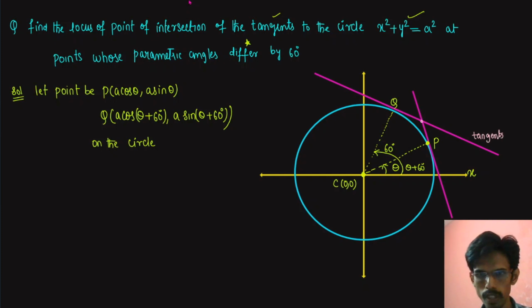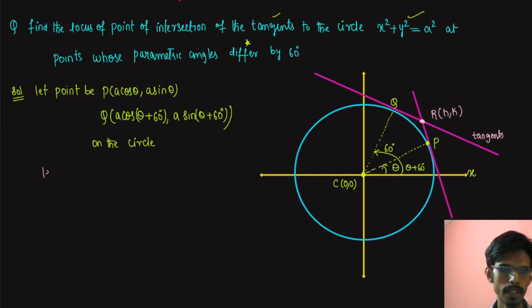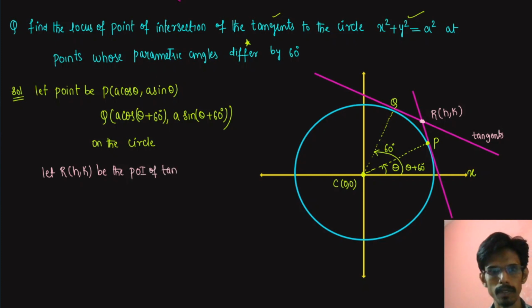Now these two tangents meet at this point, which is called the point of intersection. Let us take this point of intersection as R, that is h comma k, because it is a locus. So let R of h comma k be the point of intersection of tangents.